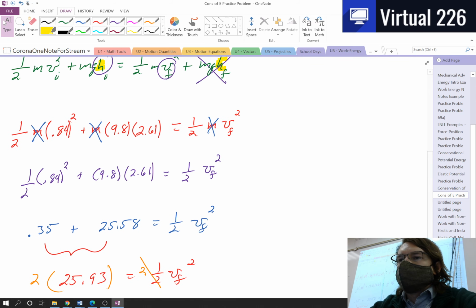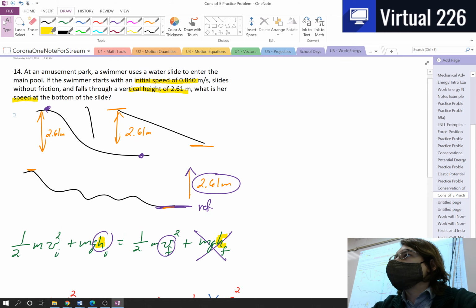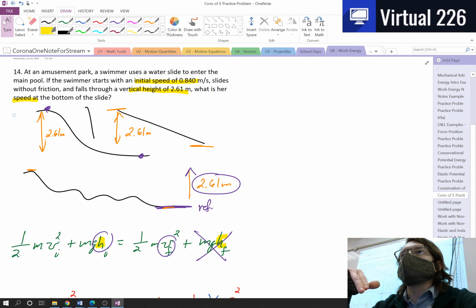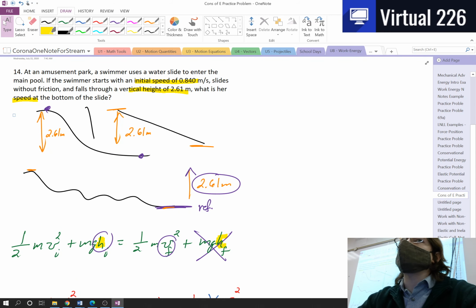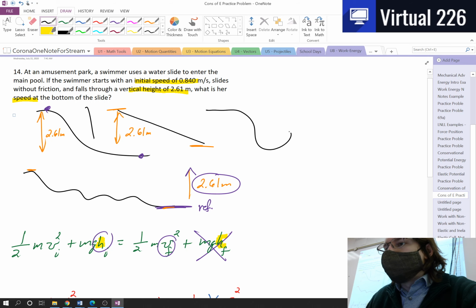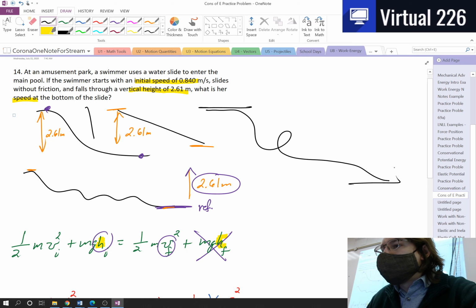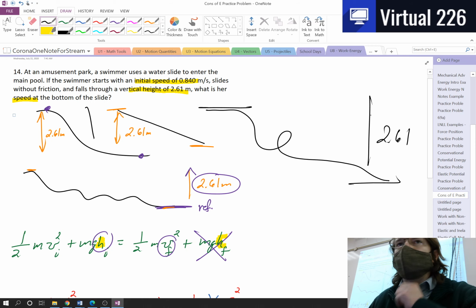Once again, it was helpful to draw a little picture. Remember, for conservative forces, the actual path or the shape of this slide doesn't matter. Like I said, you could have bumps in it. You could actually make the slide go down, put a loop in it, and then reach the bottom. As long as that top to bottom is 2.61, as this problem dictated, it doesn't matter the path.